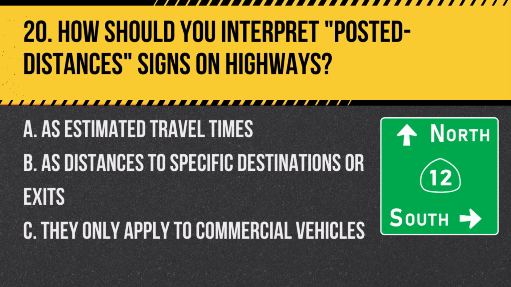Question 20. How should you interpret posted distances signs on highways? A. As estimated travel times. B. As distances to specific destinations or exits. C. They only apply to commercial vehicles. Answer. B. As distances to specific destinations or exits. These signs provide distance information for drivers.